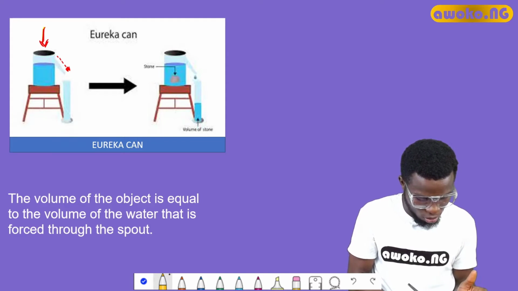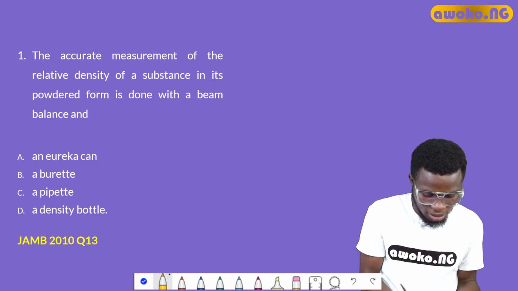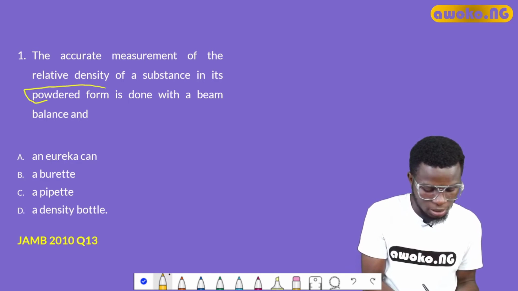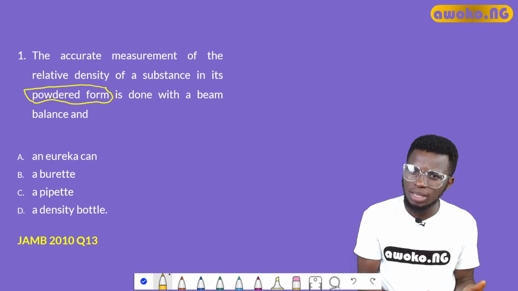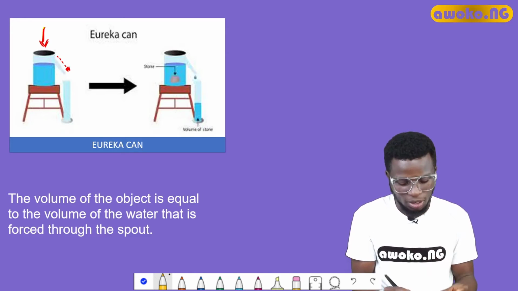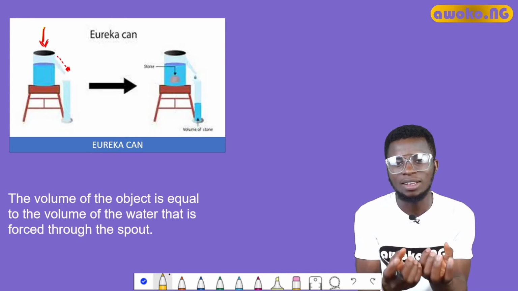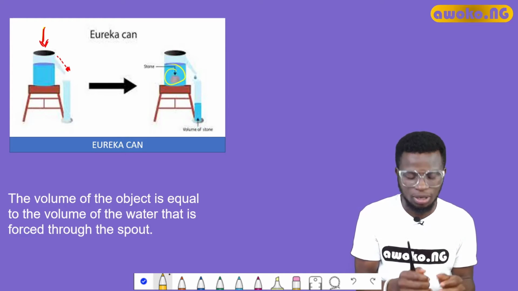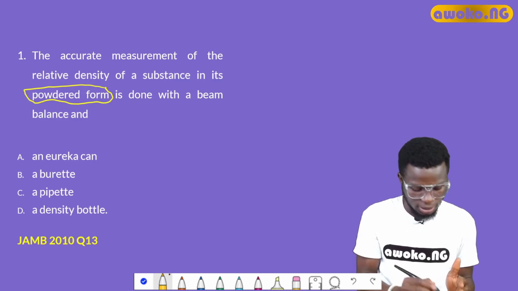Taking it back to our question, of course, the problem is to measure the relative density of a substance in its powdered form, and the Eureka can cannot help us with that, as most likely the substances you measured using a Eureka can are solids. So we cannot use the Eureka can to measure this particular thing. That is why we will now go to the next option, which is a burette.